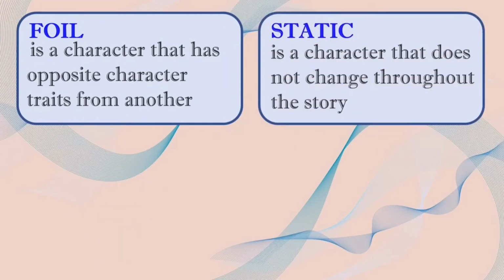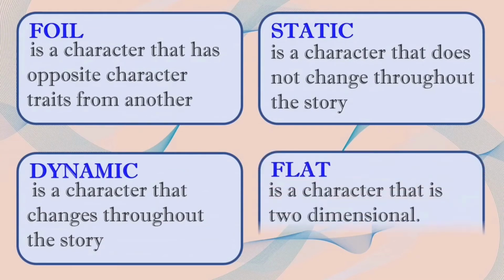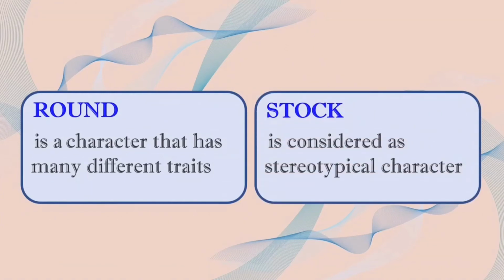Static is a character that does not change throughout the story. Dynamic is a character that changes throughout the story. Flat is a character that is two-dimensional. Round is a character that has many different traits. And stock is considered as a stereotypical character.